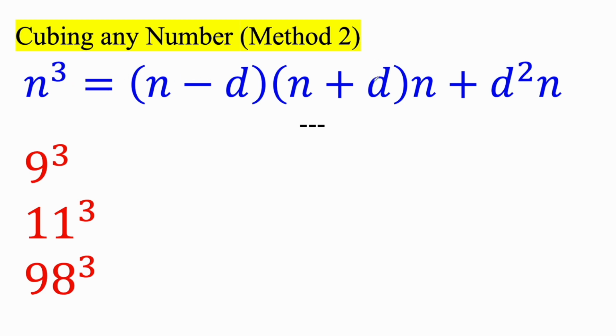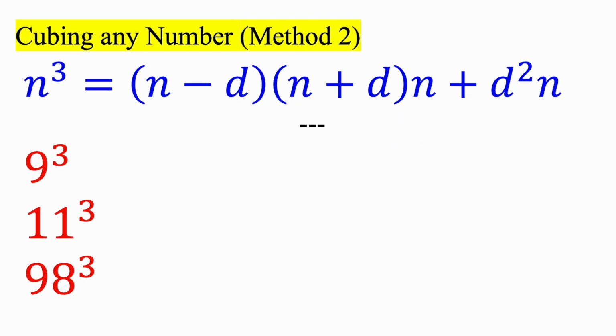Now, n times d is nd. n times negative d is negative nd. So they cancel out, so it's gone. Then we have negative d times positive d. We get negative d squared times n. Now, we have negative d squared n, but we're also adding d squared n, so they cancel out. And so that's why we only are left with n cubed, because n times n times n is n cubed, and everything else cancels out.